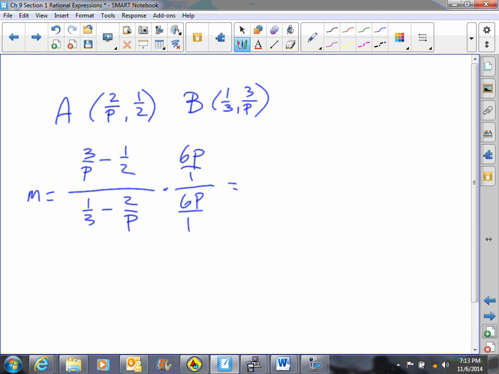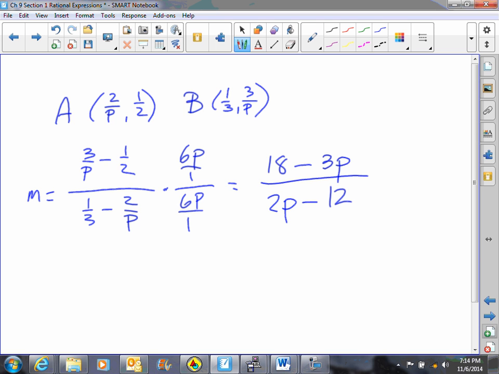Now, for the first one, 3 over p times 6p over 1, the p's would cross cancel, and I'm left with 18. Now, on the second one, 1/2 times 6p over 1, the 2's would cross cancel, and I'd be left with 3p. Now, in the denominator, 6p over 1 times 1/3, the 3's would cross cancel, leaving me with 2p, and then the minus sign. Now, in the second one, the p's would cross cancel, and that would leave me with 12.